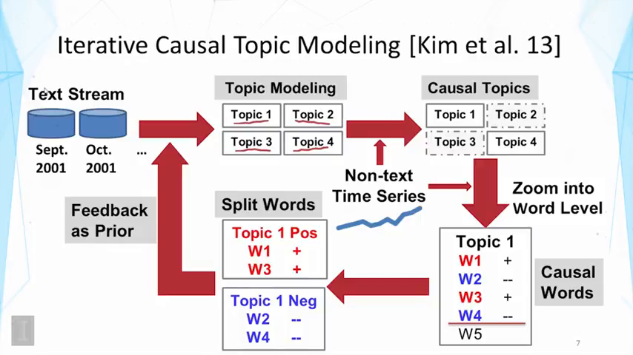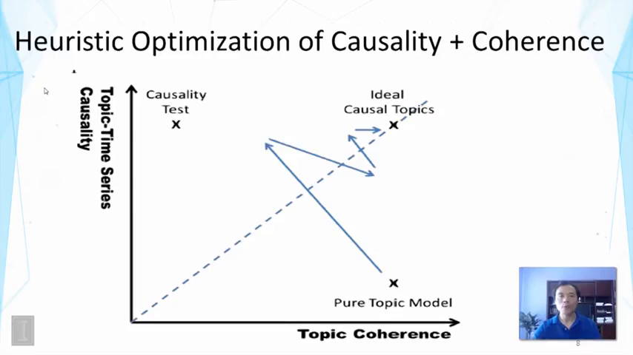Then we can further analyze the component words in the topic and try to analyze word level correlation. And then get even more correlated subtopics that can be further fed into the process as prior to drive the topic model discovery. So this whole process is just a heuristic way of optimizing causality and coherence, and that's our ultimate goal, right? So here you see the pure topic models will be very good at maximizing topical coherence.